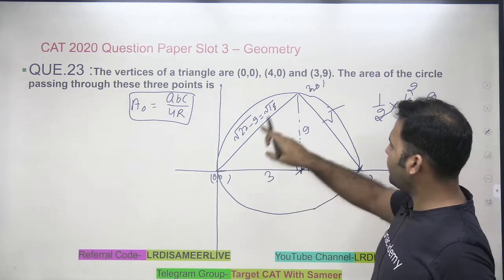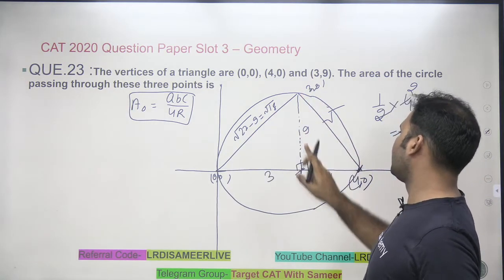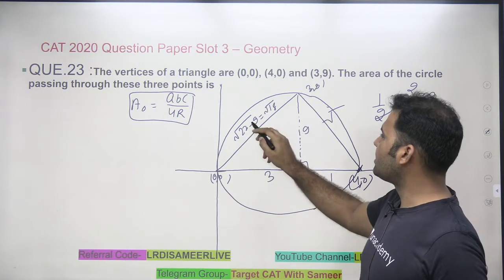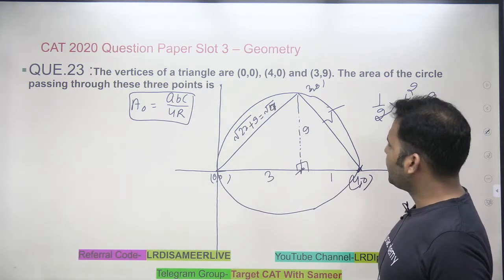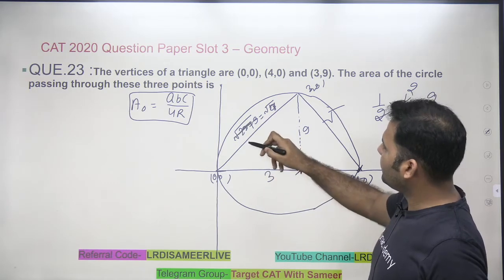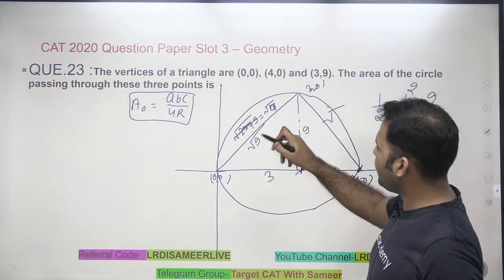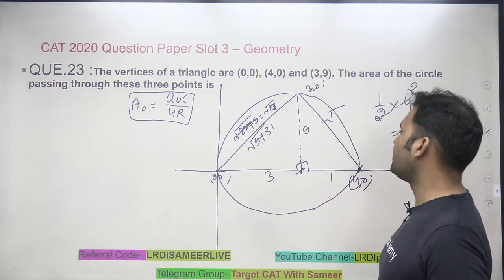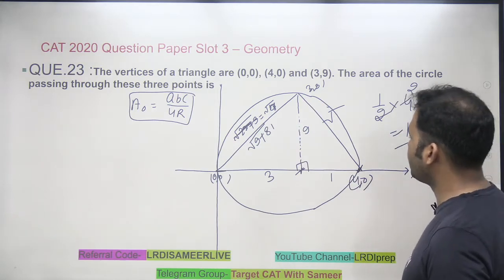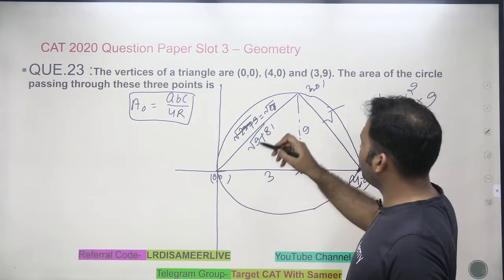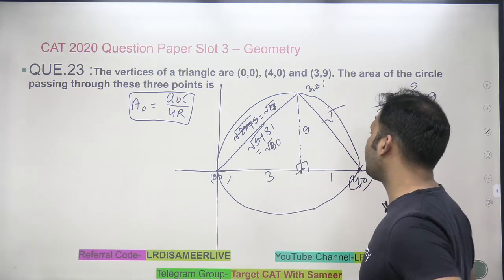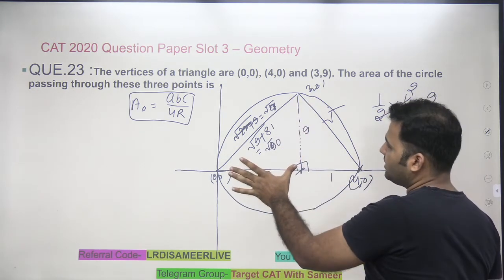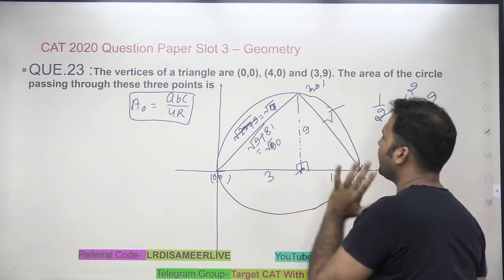Sorry, this is a hypotenuse, right? This is 3, this is 9, and this is the hypotenuse. So this is 3 square, that is 9, plus 9 square, that is 81. Yes, the length of this would be root 90. This would be root 90: 9 square plus 3 square, 81 plus 9, that is root 90.